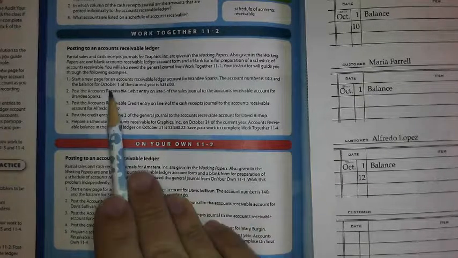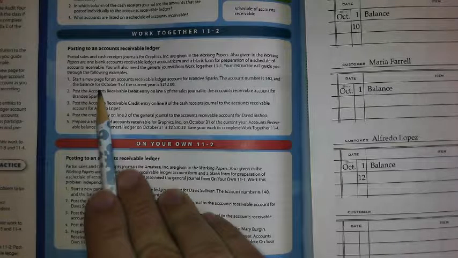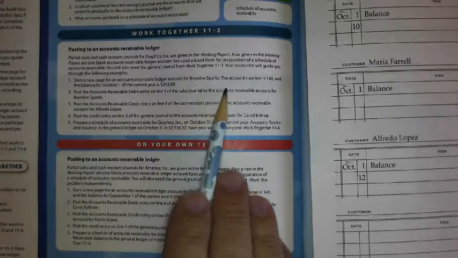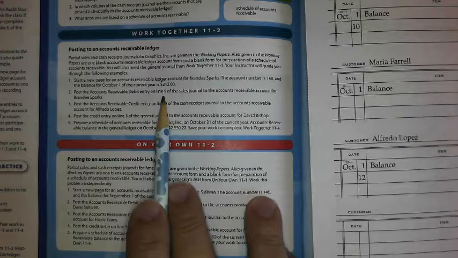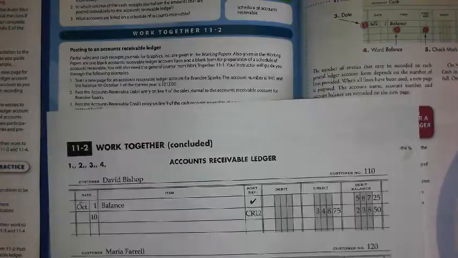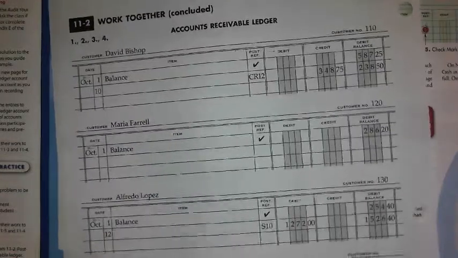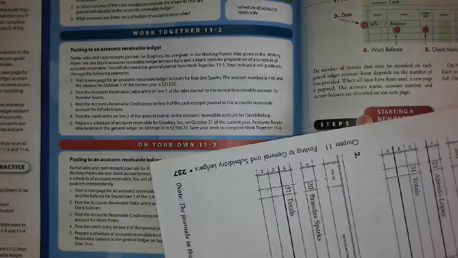So start with the section review, work together. Number 1, start a new page for an accounts receivable ledger for Brandy Sparks. The account number is 140. The balance on October 1st is $212. On your work together worksheet, you see you've got all your empty ledgers here. And I'll just show you the other side real quick before we get started.